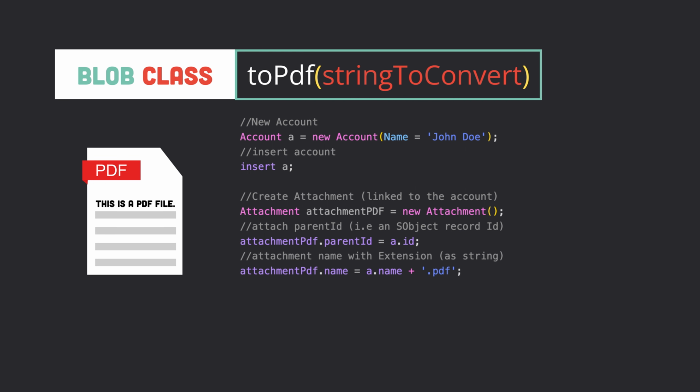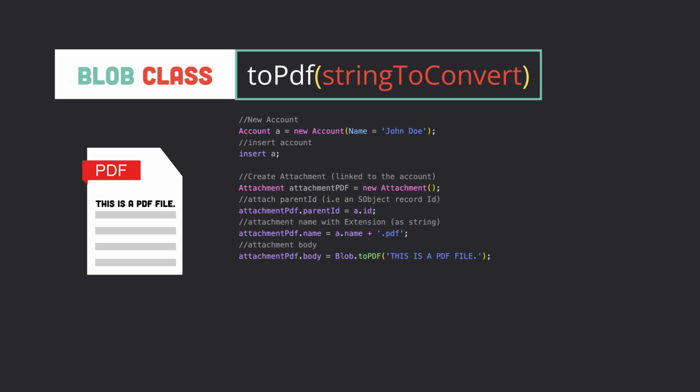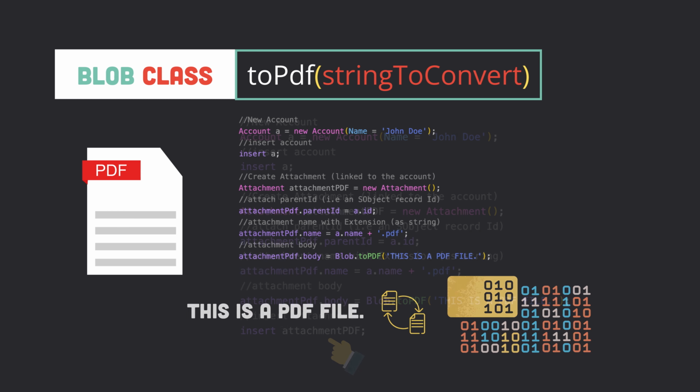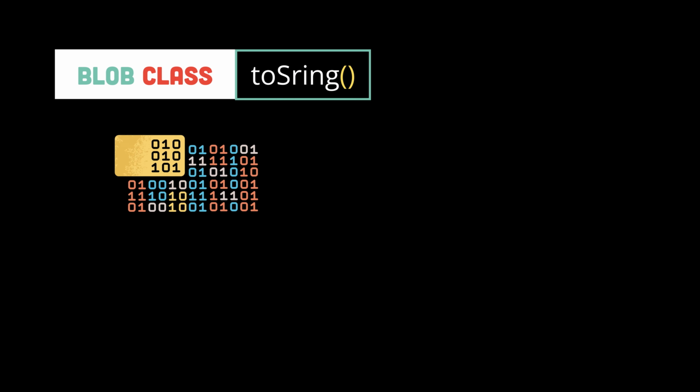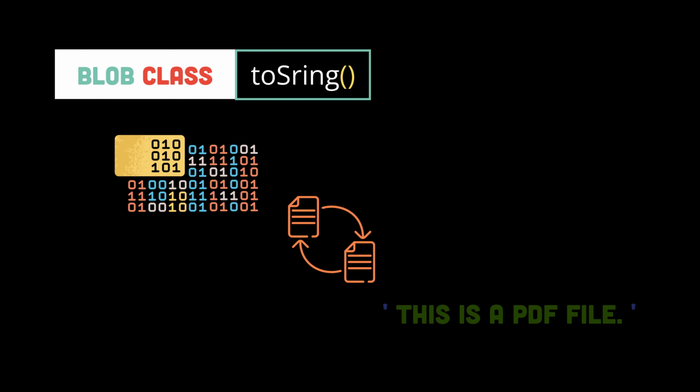Then we name the attachment with the extension of .pdf and use the toPDF method of the blob class and pass a string as a parameter. What will happen is that the toPDF method will convert the string to binary. Ultimately, we insert the attachment. In contrast, the toString method is used to convert a binary code to a string.